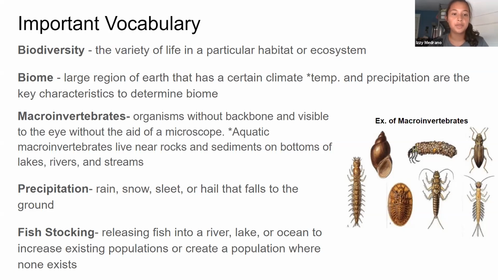And finally, fish stocking is when fish are released into a river, lake, or ocean to either increase existing populations or create a population where there wasn't one before.